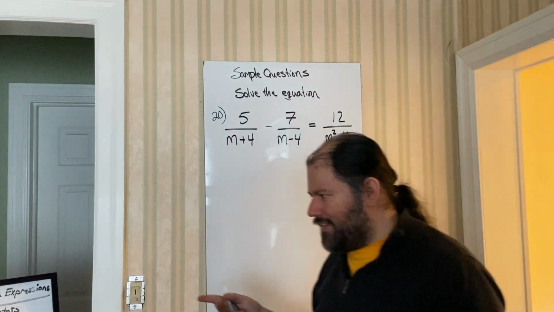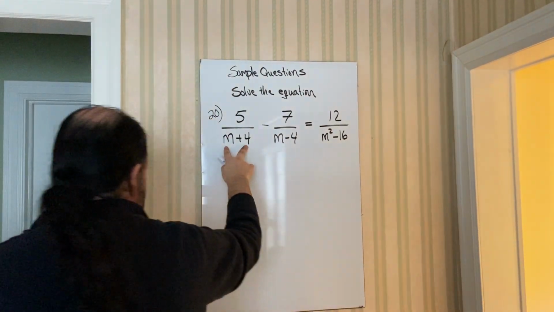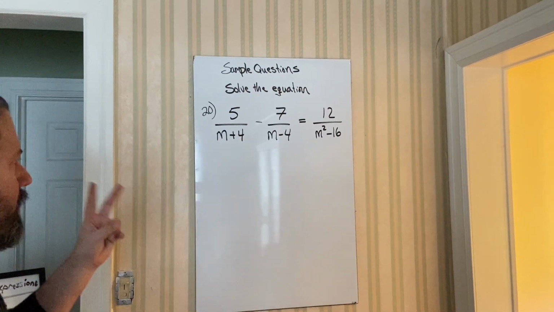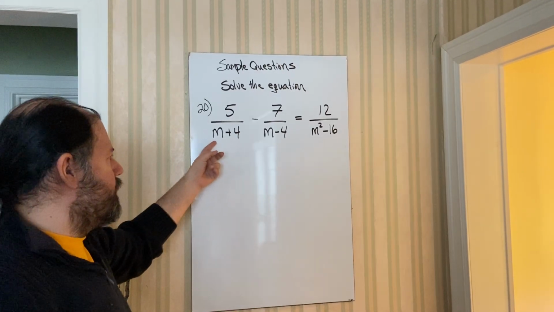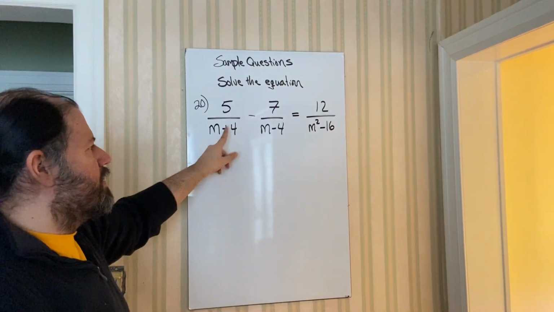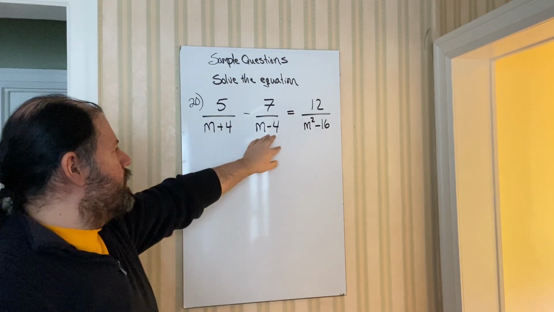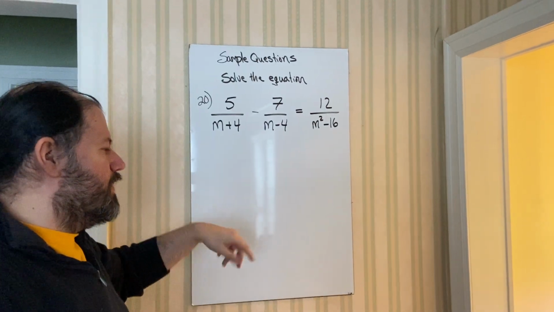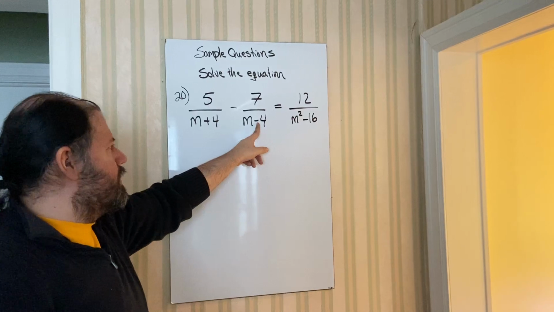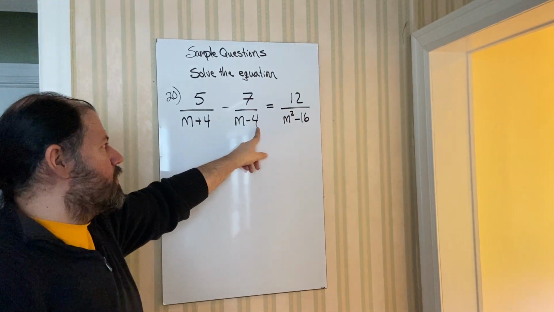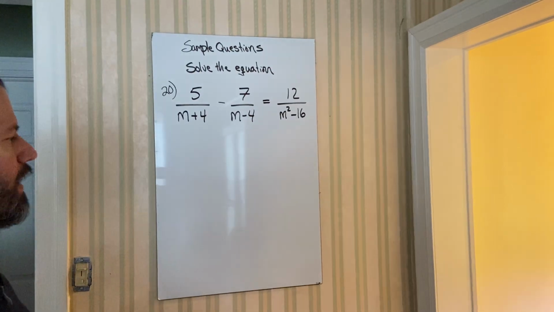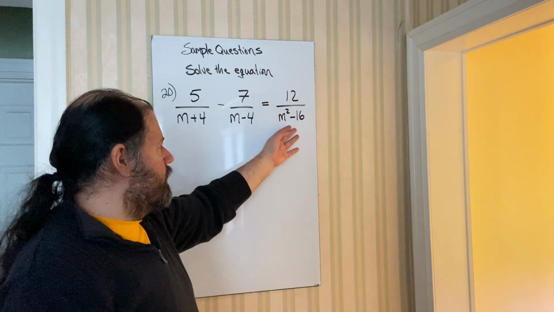To find the LCD, we got to factor each of the denominators. Now m plus 4, that's not a monomial, that's a binomial. Do we have a GCF? No. Do we have difference of squares? Right off the bat, because it's plus? No. This one, do we have a GCF? Because it's a binomial? No. Do we have difference of squares? Close. That's a perfect square, that's a minus sign, but that one piece is not a perfect square. So no.